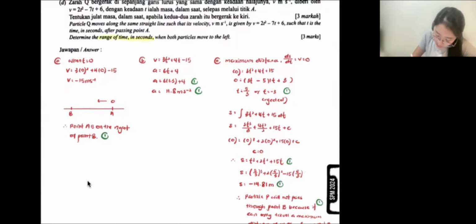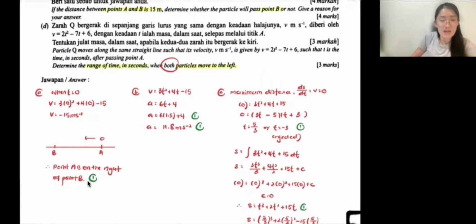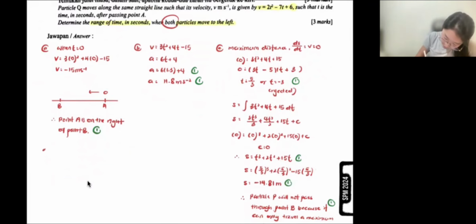Okay, then the next part. Determine the range of times in seconds when both particles move to the left. Particle Q moves along the same straight line such that the velocity is given to you here. Okay, so let us settle P first. I write it here.